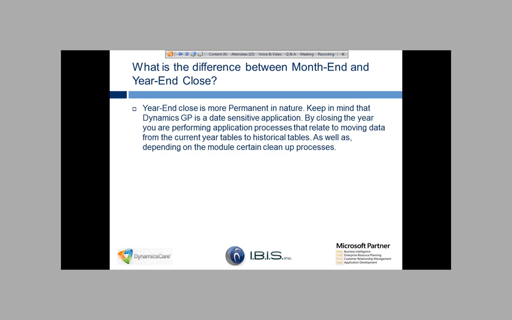For year-end close, this is more of a permanent close. What you'll be doing is running certain year-end processes that would actually close out that particular module. But you also have to keep in mind that Dynamics GP is a date-sensitive application. So by closing the year, you're actually performing application processes that move the data from the current year tables to historical tables, as well as, depending on the module, doing certain cleanup processes.